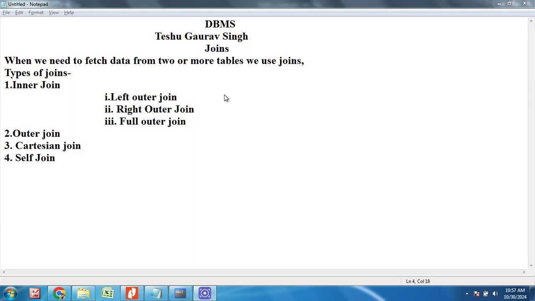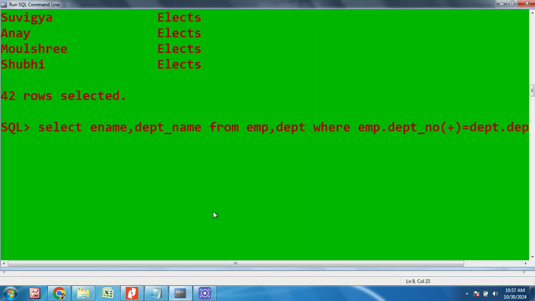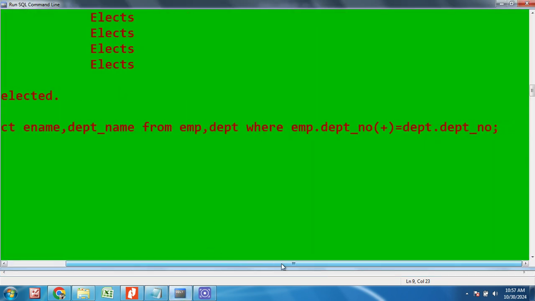Now up till now we have seen the example of equijoin, inequijoin, left outer join and right outer join. Now try to understand full outer join. In left outer join we have written the plus symbol on the right hand side. In right outer join we have written the plus symbol on the left hand side. Now try to write full outer join. Now we will simply think we will write the plus symbol on both the sides. Just try to write the plus symbol on both the sides.